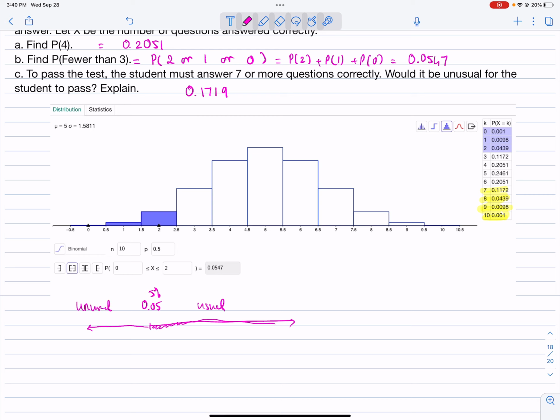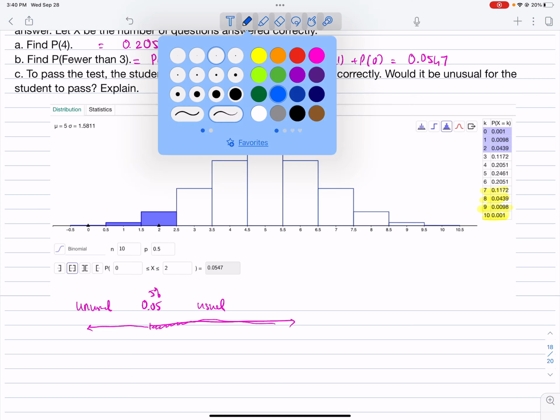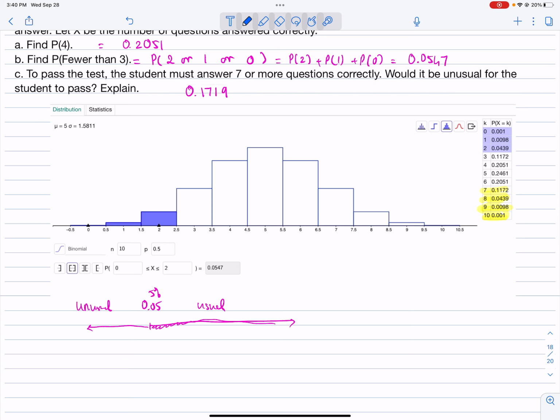So 0.17 is about 17%. So 17% is more than 5%. So 17% is in the usual range. The question asks whether it would be unusual for the student to pass. So we say no, it will be usual for the student to pass.